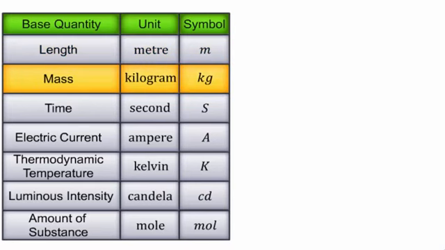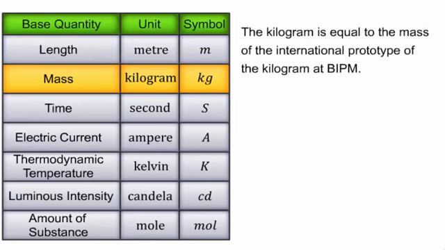Mass is measured in kilograms, denoted by the small letters kg. Kilogram is equal to the mass of the international prototype of the kilogram, a platinum iridium alloy cylinder kept at International Bureau of Weights and Measures at Sèvres, near Paris in France.